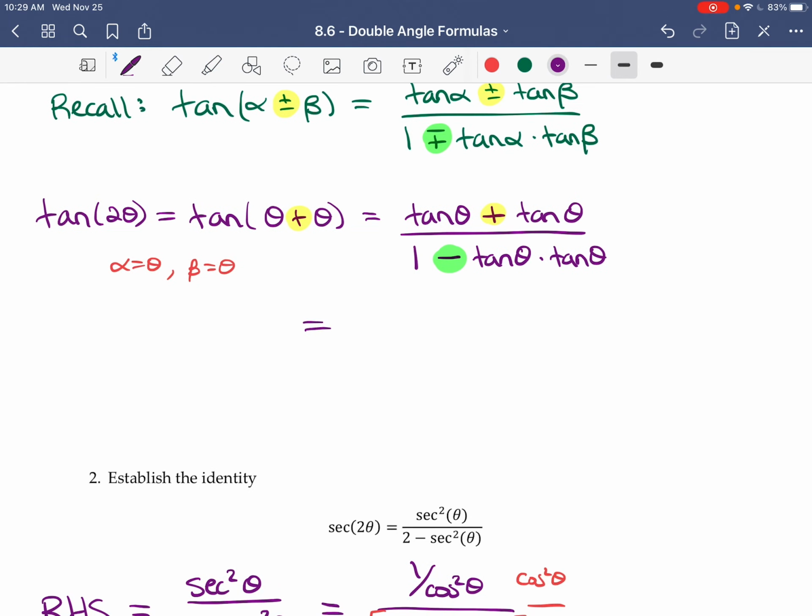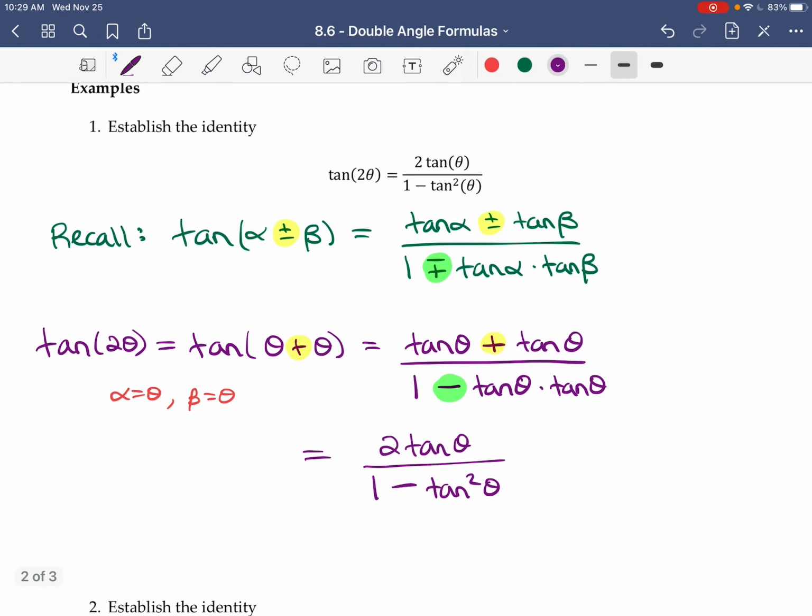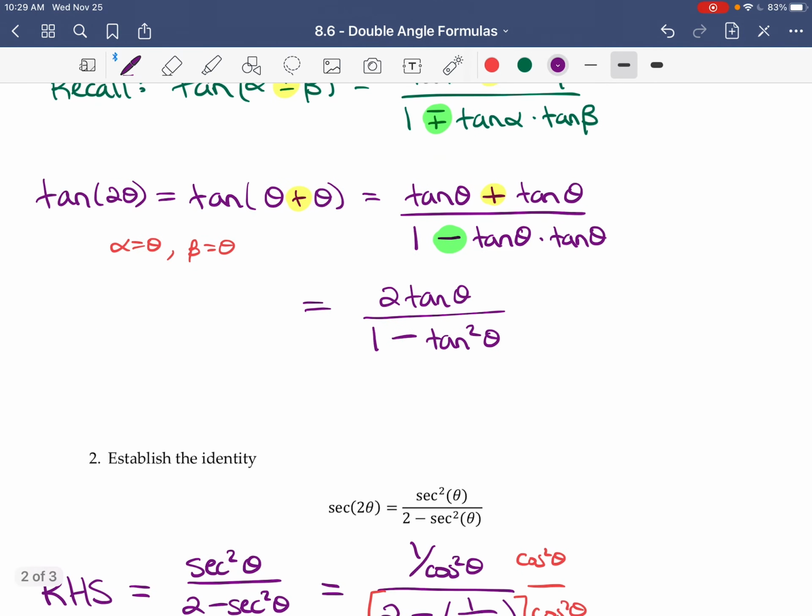Now, tan theta plus tan theta on the top is 2 tan theta. And on the bottom, tan theta times tan theta is tan squared theta. You can see that that is the formula for tan 2 theta. So this was the left-hand side, and now we have attained the right-hand side. That establishes the identity.